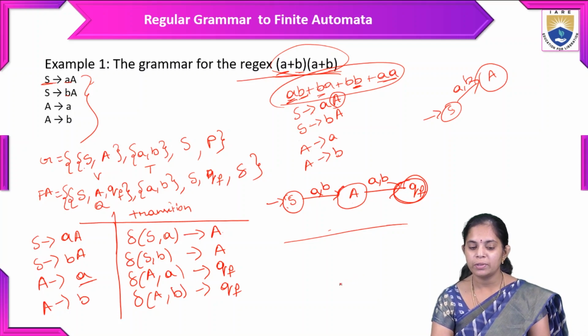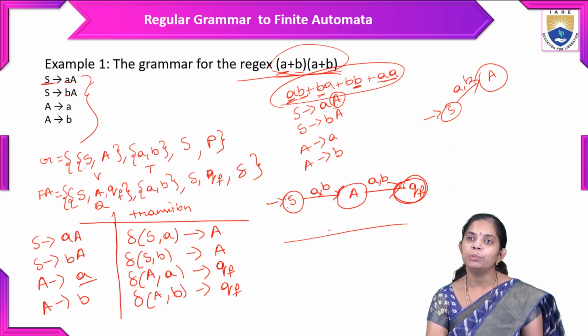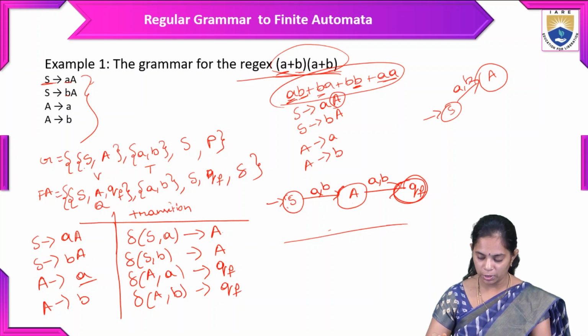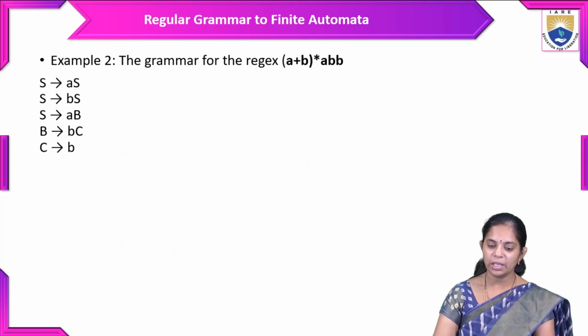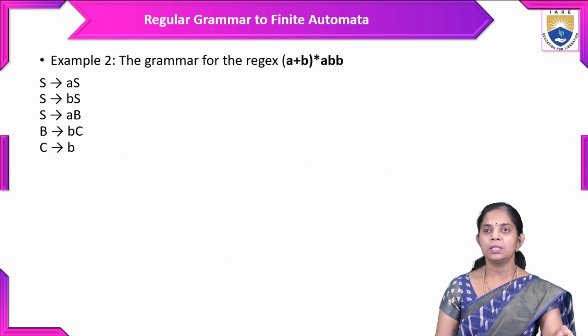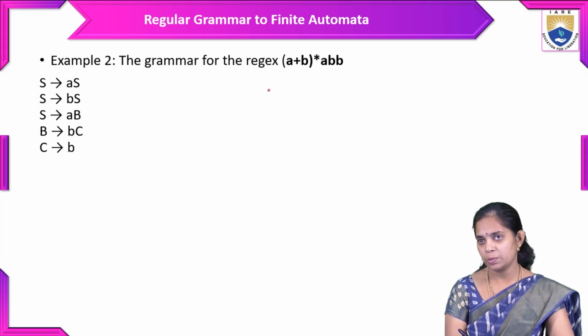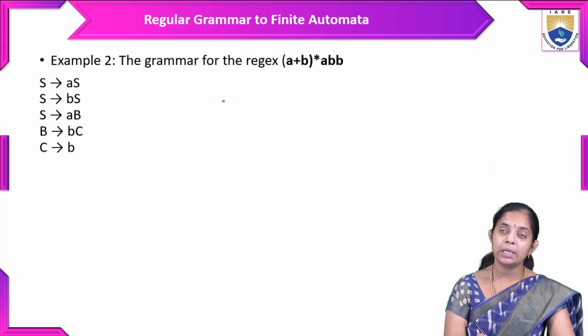So this is about the first example. The input is a regular grammar and we converted it to a finite automata. And another example: first we will convert the regular expression to a regular grammar.